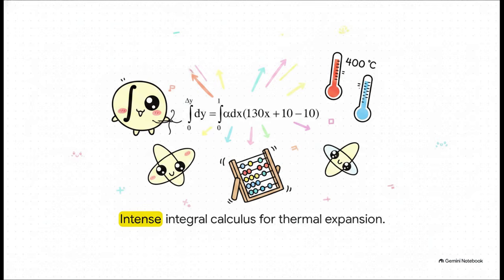It just keeps coming. Here we've got this super intimidating setup involving some intense integral calculus. This particular equation is required just to calculate the thermal expansion of a wire when one end is heated to 400 degrees Celsius while the other is kept at 10 degrees. It looks totally terrifying, right? You've got complex integrals, changing variables, tricky boundary conditions. But hey, don't worry. Today, we are going to tame this complexity. We're going to find the elegant logic hiding right beneath all these numbers.